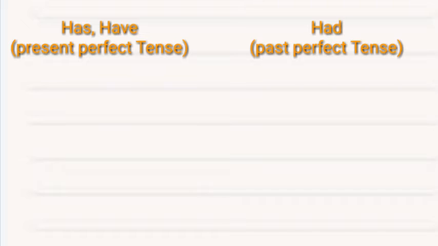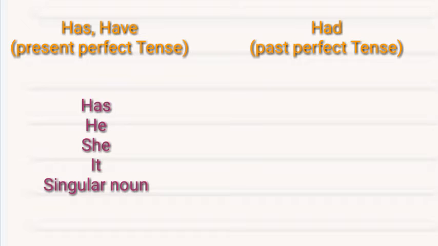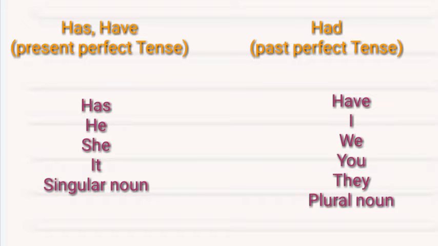We use has, have in present perfect tense, but we use had in past perfect tense. Has is always used for singular nouns like he, she, it, but have is always used for plural nouns like I, we, you, they. Now let's see the sentence structure. There are three forms of using has or have. So let's see the first one.